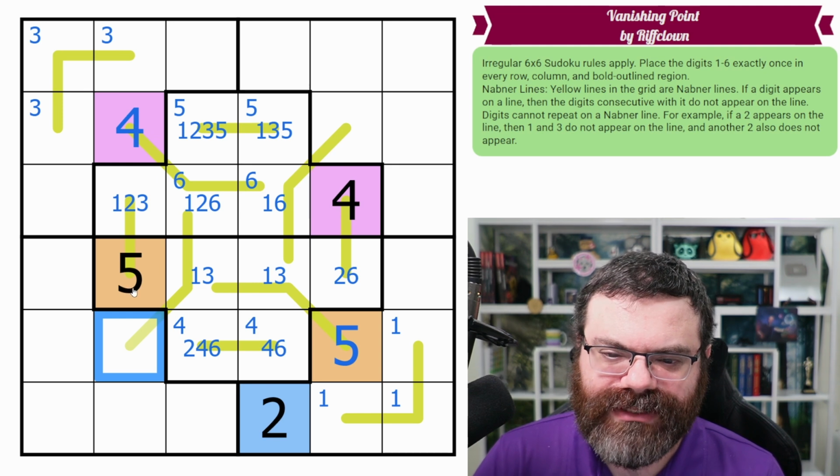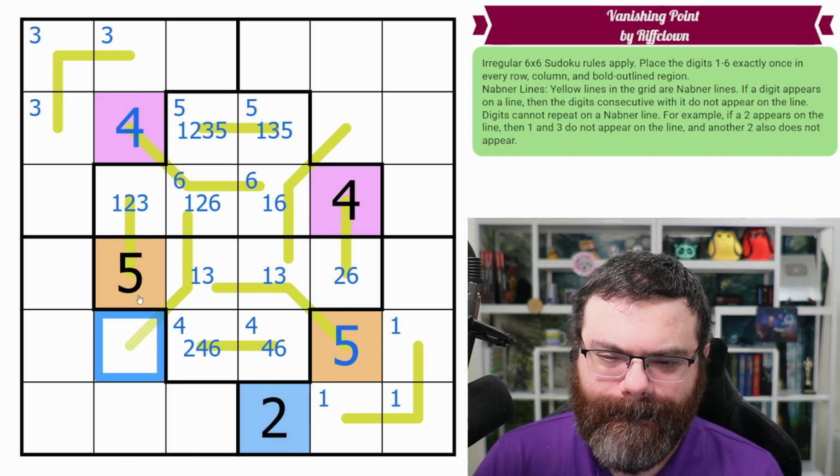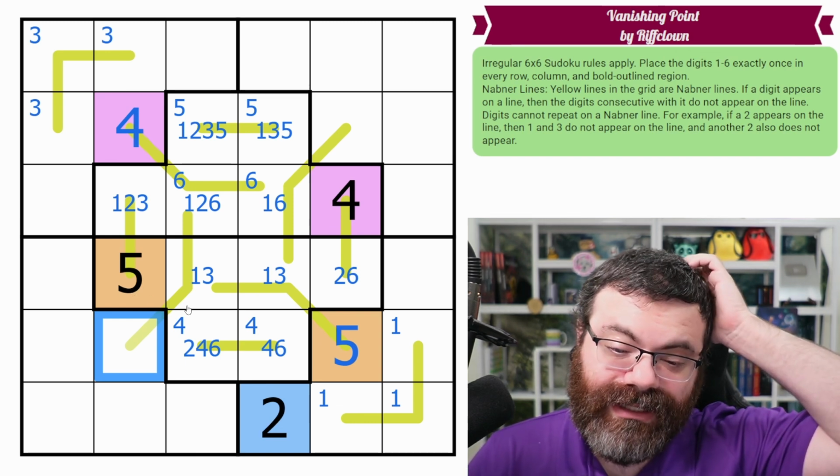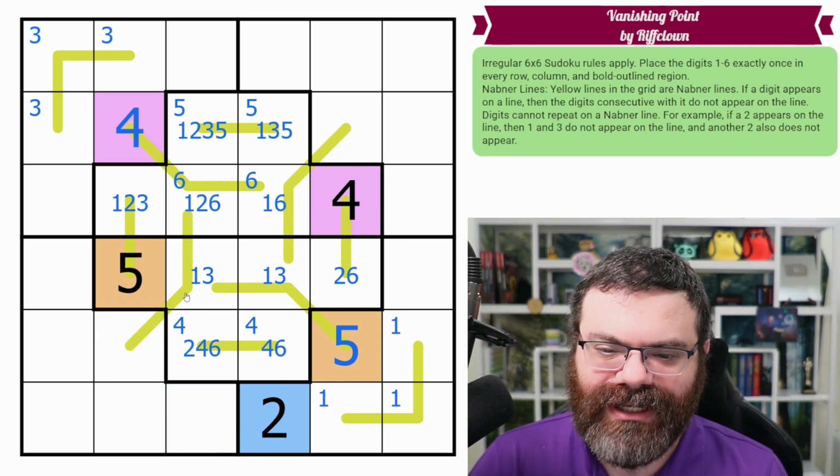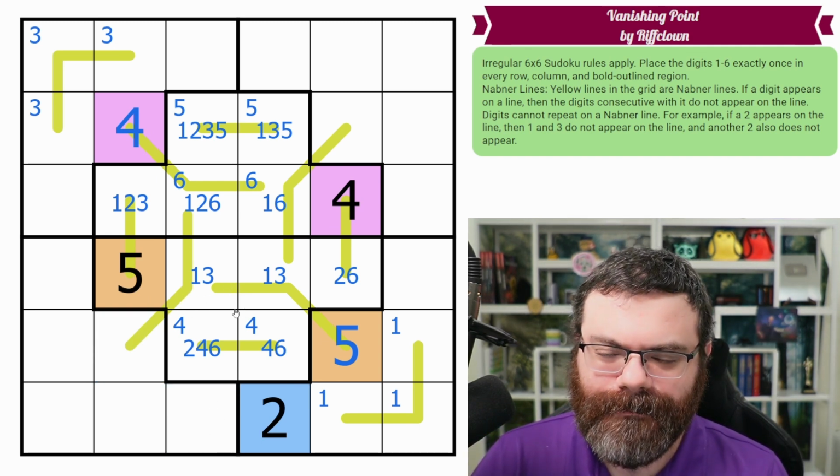There's no 4 on this line. So there is a 3 on it. I don't know if I can do anything with that right now. It does mean this cell's not 3, but I don't know that I need to use that, so we'll hold off.